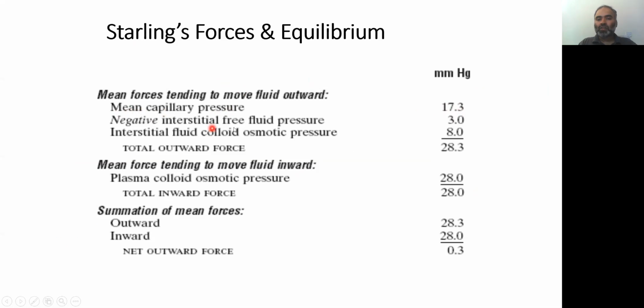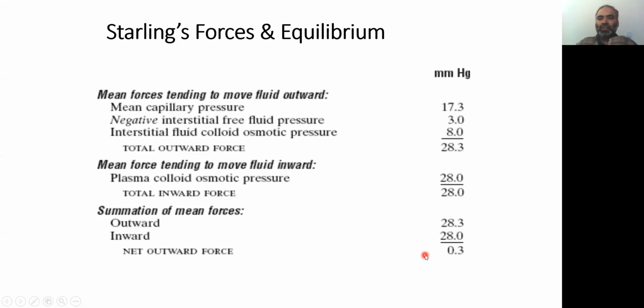The negative interstitial fluid pressure is the same. The interstitial colloid osmotic pressure is the same. So now the adjusted value is 28.3 of fluid coming out, and the mean forces tending to move fluid inwards, it's the same. The plasma colloid osmotic pressure has the same value, 28. So really the only thing that changed is the hydrostatic pressure. So when you subtract 28.3 and 28, you get a net outward force of 0.3.